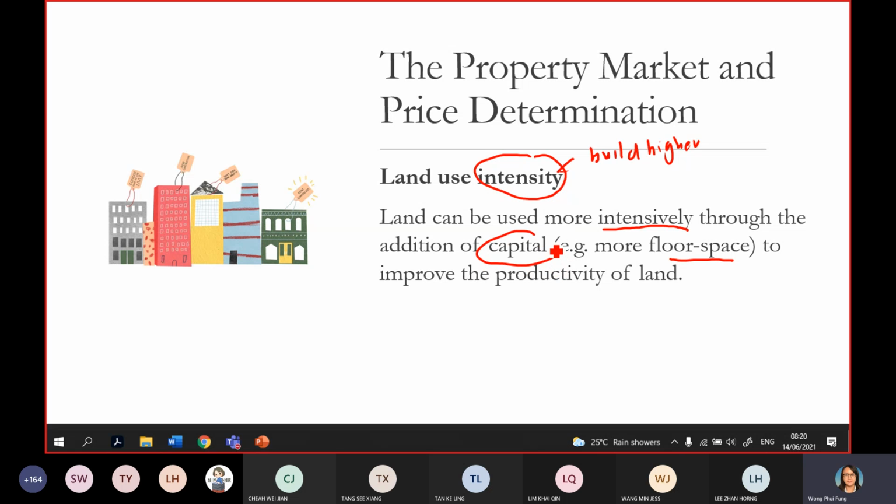Okay, capital in this subchapter meaning to say area, building height, floor space. It's not tools, equipment. Okay, I repeat again. Capital in this subchapter, the intensity chapter, meaning to say add more building area, add more floor space. So eventually it means build higher. Why? Because we want to improve the land productivity. That's why we have to build higher.